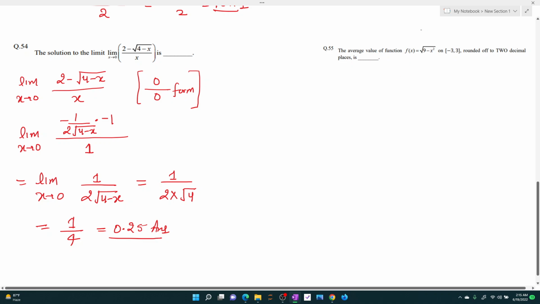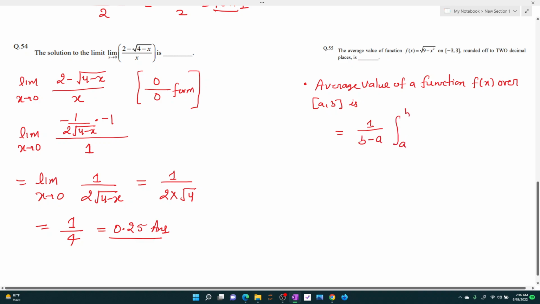Now let's come to question number 55, which is the last question of this video. So we are given a function over an interval from minus 3 to 3, right? Now they ask about the average value of the function. So the formula for the average value of a function, say f(x), over the interval a to b is given by 1 upon b minus a, and the integration from a to b of f(x) dx, right?